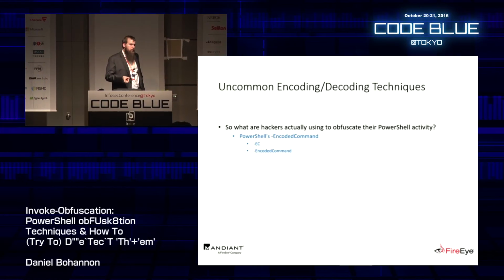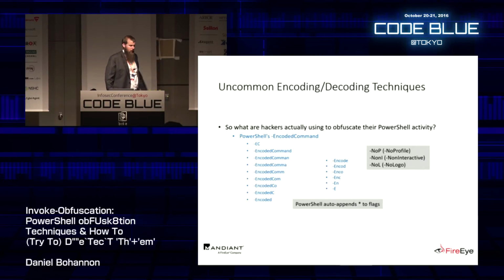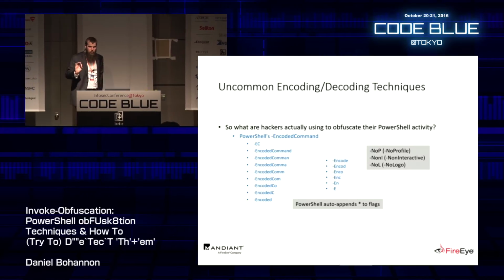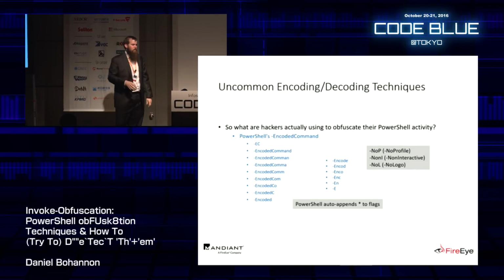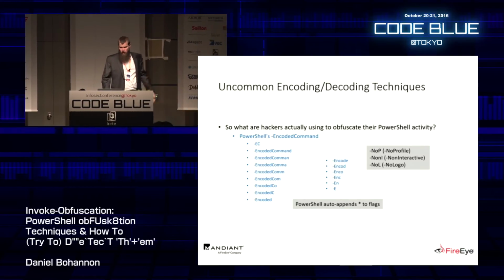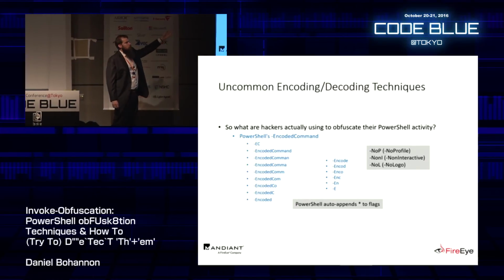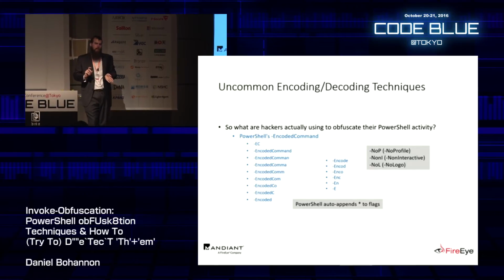So PowerShell gives us encoded command, and they give us EC. But I want you to look closely, because that also works. And that works. Actually, all of these work, because PowerShell will automatically append a wildcard to the end of a flag when it's doing its parameter binding. So now we have to be really careful with how we're looking for encoded command, because there are all these options. This is why for no profile, non-interactive, no logo, you have nop, nani, null, because that's the shortest substring you can have to match on that one flag.